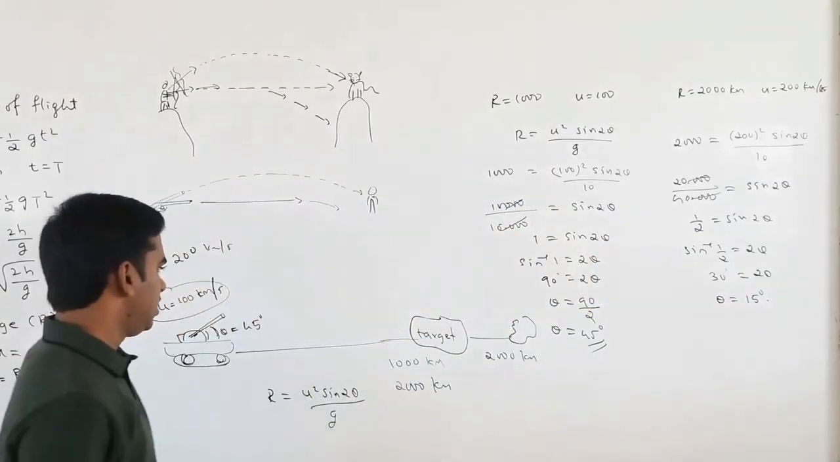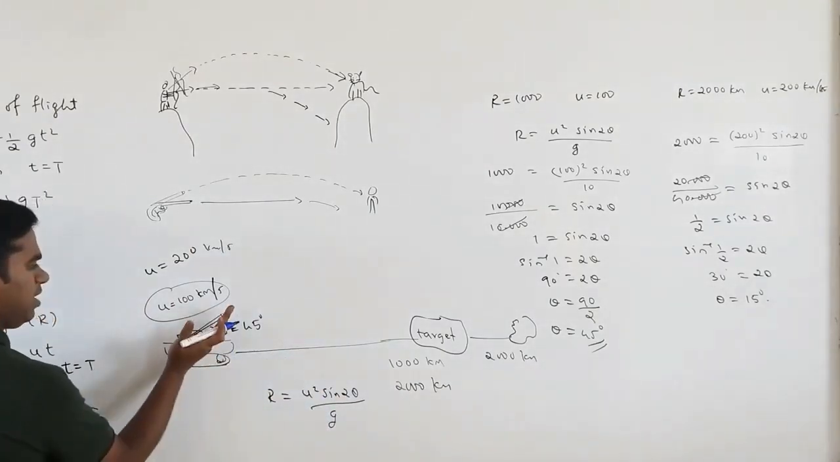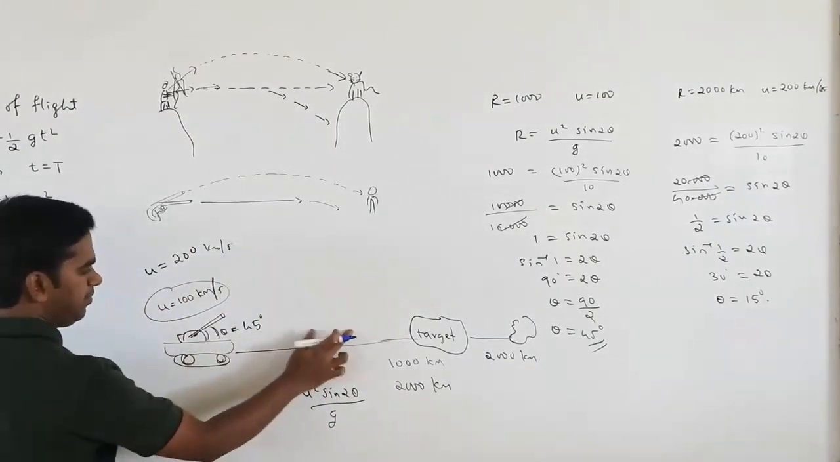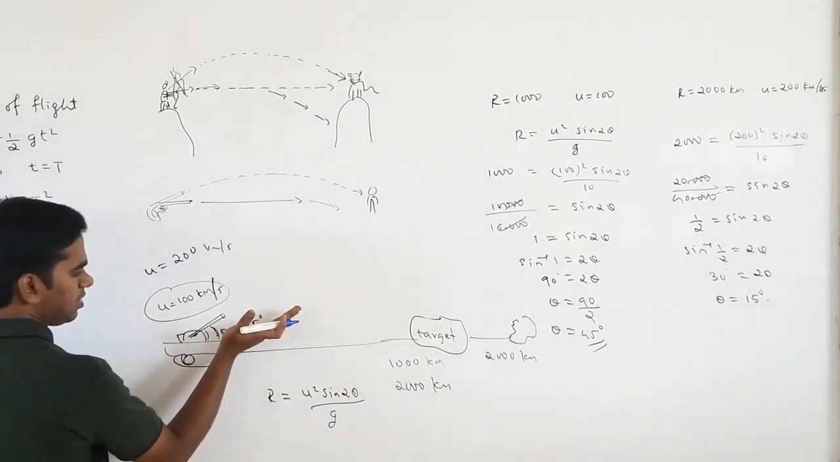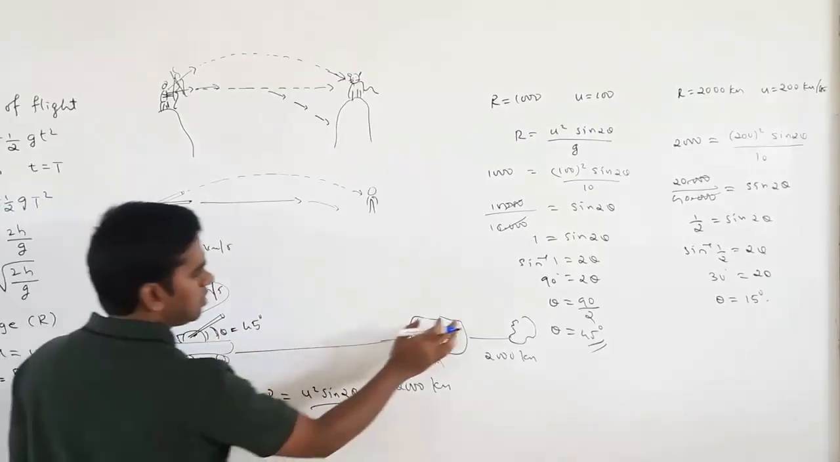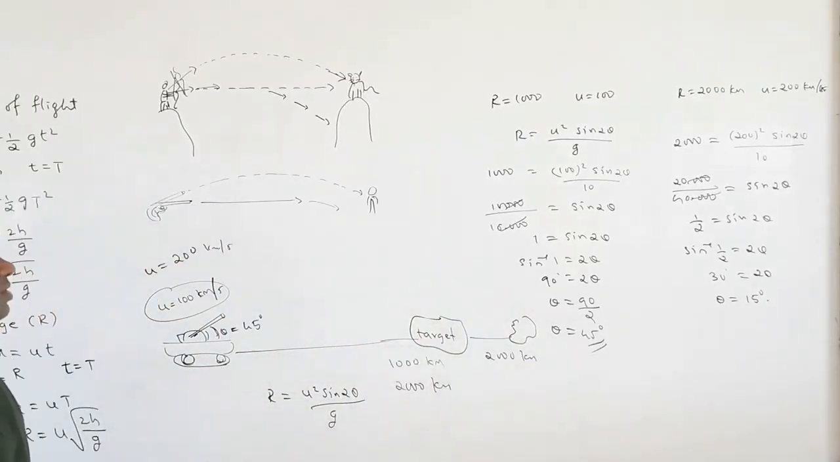Here it is less than 45. Okay. So if you make it more than 45, it will come here only. If you want to project it for longer, what they are doing is making it a little less than 45 degrees. Okay. So this is how you can use these formulas in our day-to-day life.